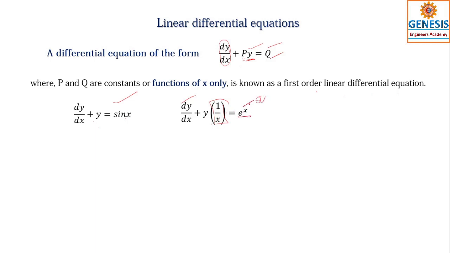Okay, next, in this case, it is y. P is 1 by x log x, q is 1 by x. So this p and q are functions of x. So it is having the form dy by dx plus py is equal to q.